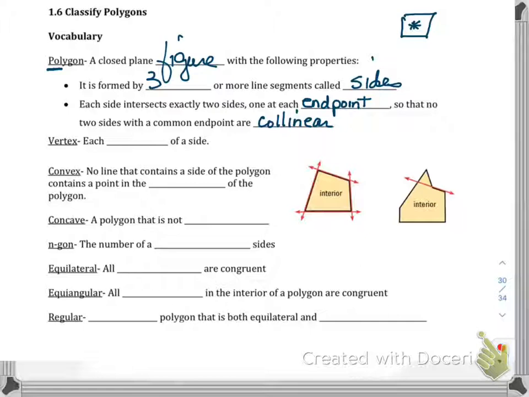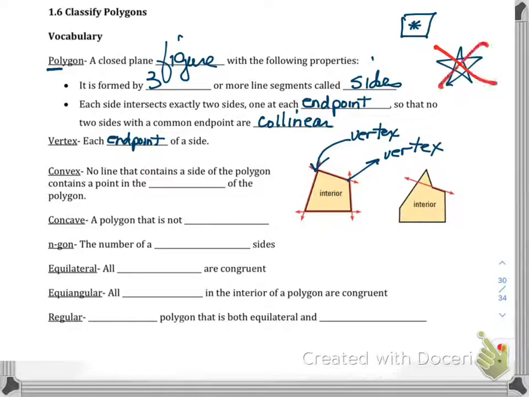So we're going to talk about some kinds of endpoints. So a vertex, for example, each endpoint of a side is a vertex. So right here, that's a vertex. That's also a vertex. Okay, notice how they don't double back on each other. So for example, a star is not a polygon because you have endpoints inside as well. So a star is not a polygon. Okay, but this is a polygon. These 2 figures are polygons.